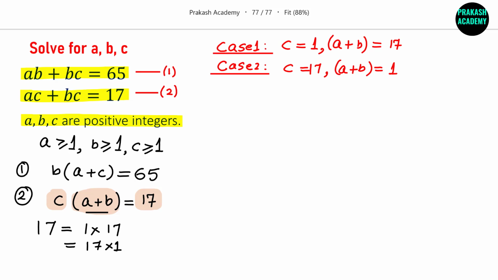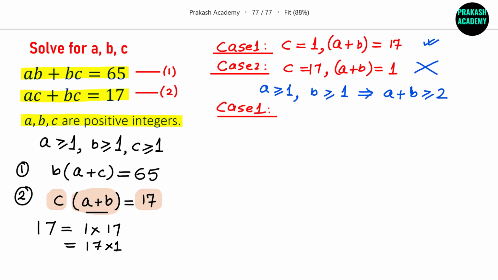Now what do you say about case 2? If you see closely, we have already said that A is greater than or equal to 1 and B is also greater than or equal to 1. This implies A plus B will be greater than or equal to 2. But this constraint says that A plus B equals 1. This means case 2 is not possible. So we have only the first case possible. So let us elaborate a little more: C equals 1 and A plus B equals 17.